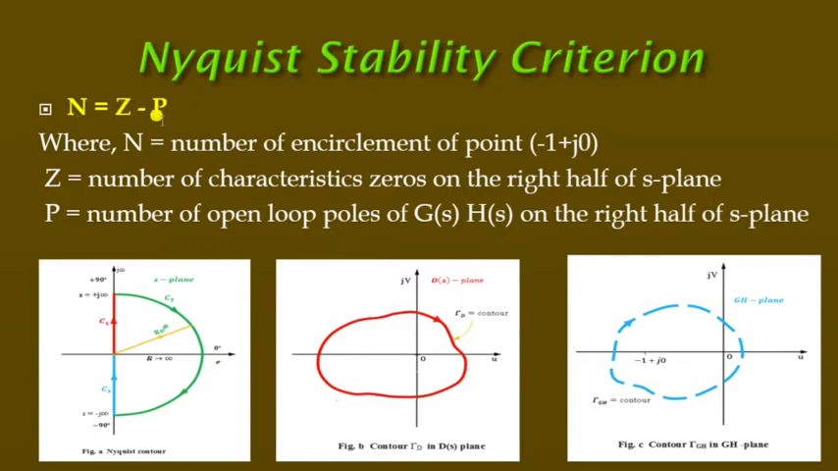On the other hand, when a system has one open loop pole in the right half plane, then P equal to 1, and has one clockwise encirclement of the minus 1 plus j0 point, then N equal to 1. So Z equal to 2. That means two characteristic zeros are present in the right half of the S-plane. Two characteristic zeros means two closed loop poles are present in the right half of the S-plane. Then the system is unstable.